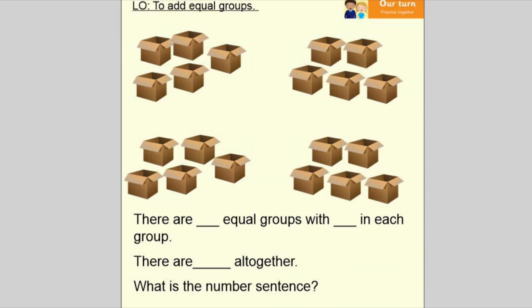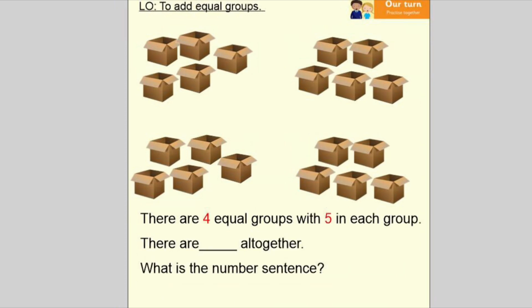There are all together. What's the number sentence? Let's do the first part first. Let's count the number of groups we have. 1, 2, 3, 4. And let's count how many we have in each. 1, 2, 3, 4, 5. And I can see I have the same in the other groups as well. So there are 4 equal groups with 5 in each group.